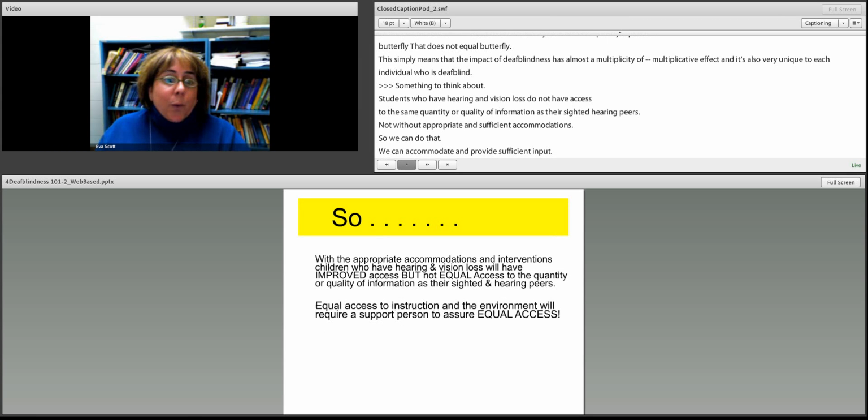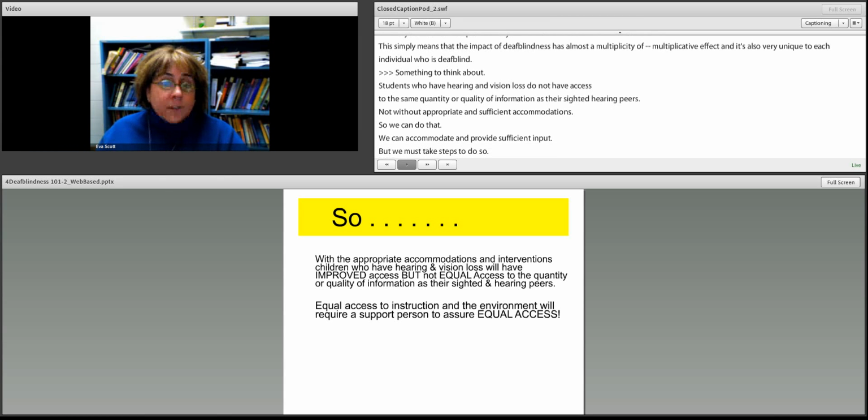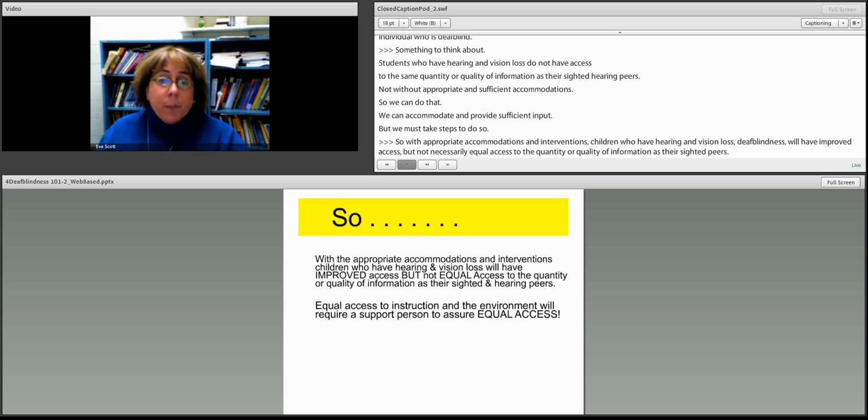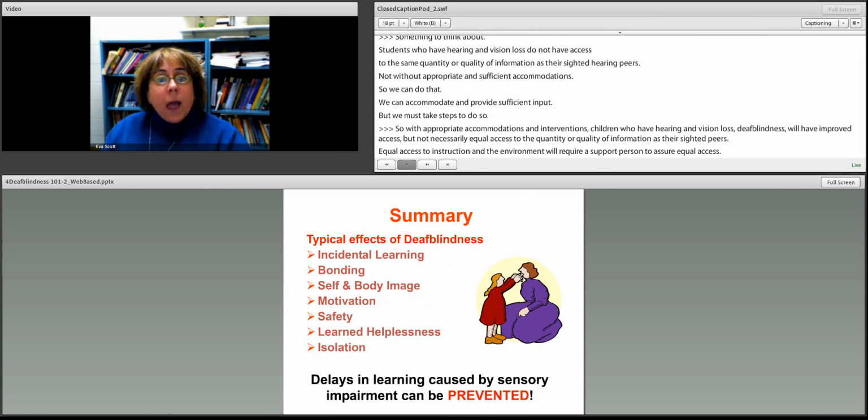So, with appropriate accommodations and interventions, children who have hearing and vision loss, deaf-blindness, will have improved access, but not necessarily equal access to the quantity or quality of information as their sighted peers. Equal access to instruction and the environment will require a support person to assure equal access. So it's not all about just what we do, but who is supporting that student.